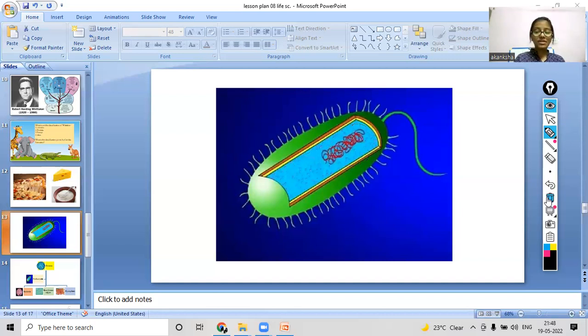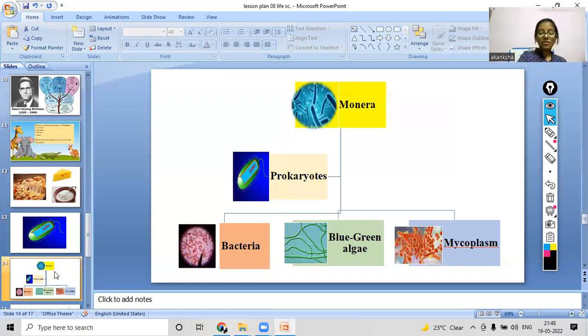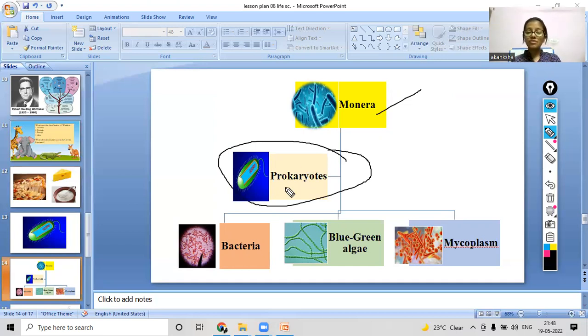Now we will see some more details. Coming to the next slide, what can you see in this slide? First, there is Monera at the top. And one type of Monera is prokaryotes. What are the different types of prokaryotes that come under Monera? Bacteria, blue-green algae, and mycoplasma. These are the different types of Monera that we can find around ourselves, and they are only visible through the microscope, as these are all microorganisms.